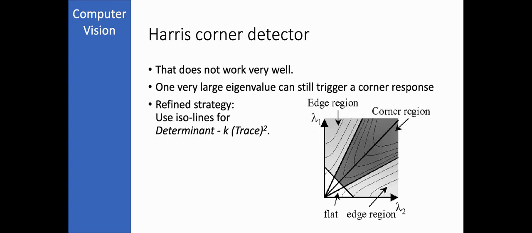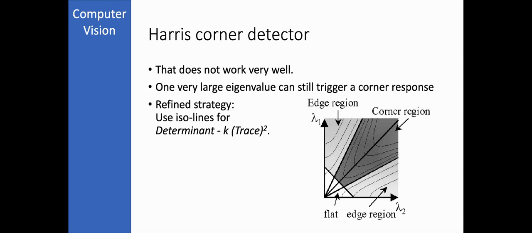However, that doesn't work very well, because if I have a very prominent edge, that will also give me a large product, a large determinant. And a weak corner will give me a smaller product. So that doesn't really work. A refined strategy would look at the difference between the determinant, meaning the product of the eigenvalues, minus the trace of the matrix.